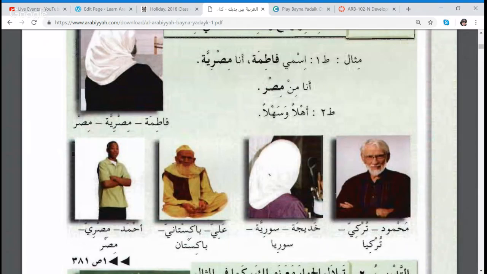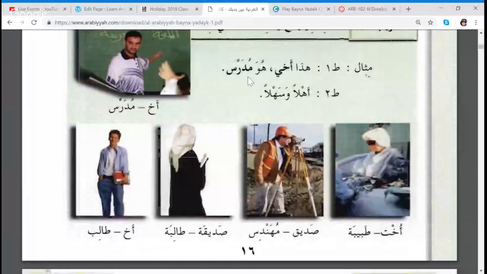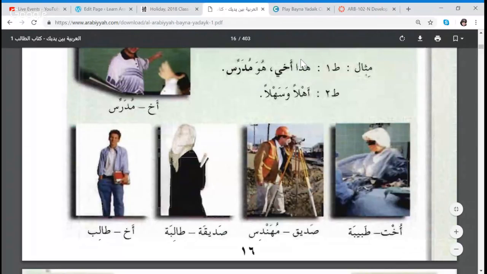Okay, in our next exercise, we have Hadha Akhi Huwa Mudarris. They're giving us again two bits of information: a relationship of some sort, and then a profession. So akh, brother, mudarris, teacher. This is my brother, and you're making it possessive for ana, so you're adding that ya to the end of the relation. And then huwa mudarris, he is a teacher. Start with ukht. And also watch hadha and hadhihi. For male, you can use hadha, but for a female, you need to use hadhihi.